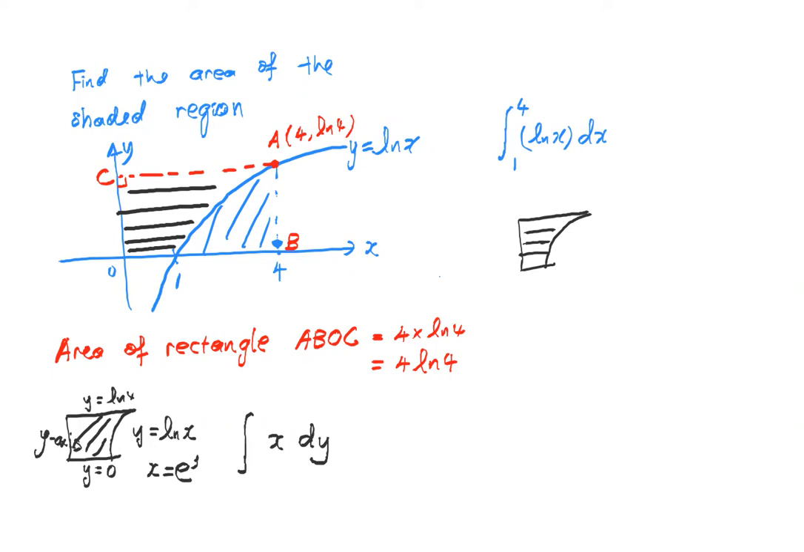Do you know that? I'm telling you now. You see, if the y-axis is one of the boundaries, you have to put dy. If the x-axis is one of the boundaries, you put dx. So the limit here must be y. If you put dy, the limit here must be y.